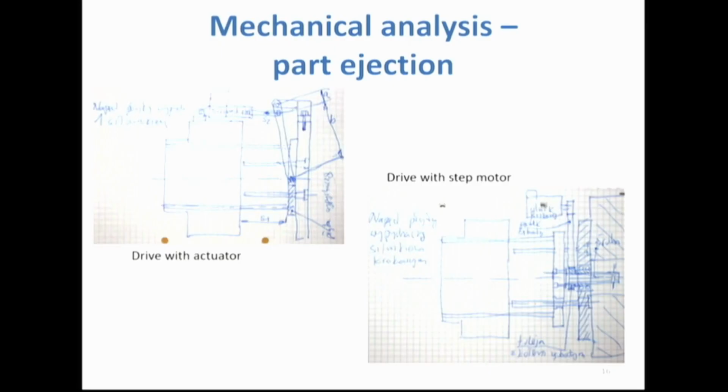So we also analyzed other concepts. The first concept on the left top was a special toggle system driven by a pneumatic or electric actuator. And the second solution was a chain with a step motor and a screw that will move the plate back and forward. But both ideas we also decided to skip because they are not standard, and if we need to produce them, it's very expensive and complicated for the customer.